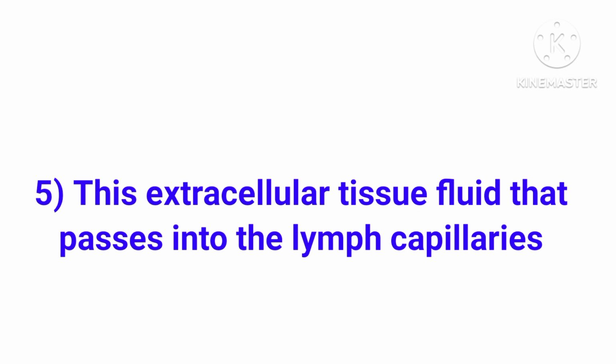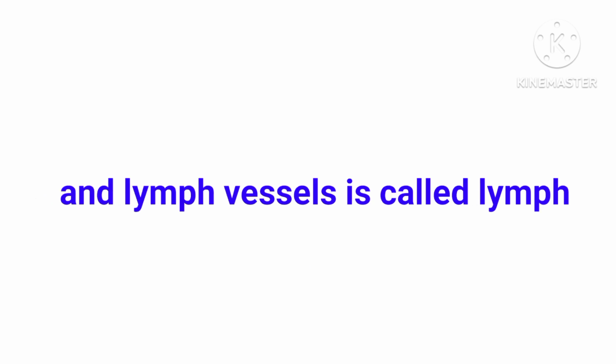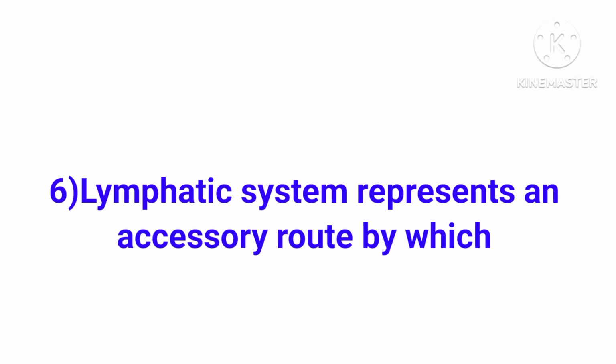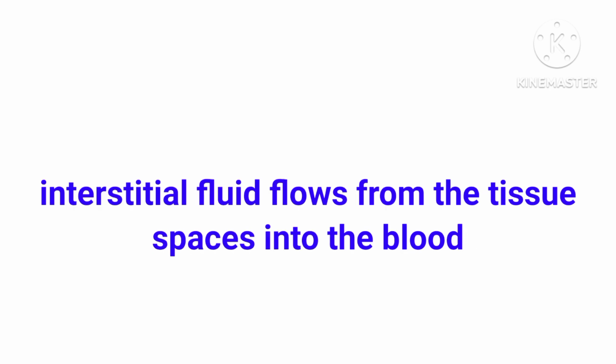This extracellular tissue fluid that passes into the lymph capillaries and lymph vessels is called lymph. Lymphatic system represents an accessory route by which interstitial fluid flows from the tissue spaces into the blood.